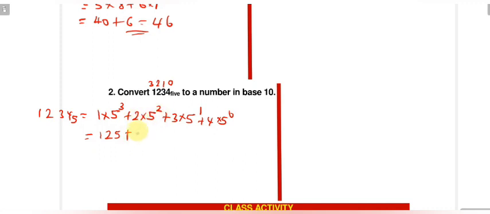25 times 2, that is 50, plus 5 raised to power 1 is 5 times 3, that's 15, plus 4 times 5 raised to power 0. 5 raised to power 0 is 1. So 1 times 4 is 4. So when we add this together, we're going to have 125 plus 50 plus 15 plus 4. So that will be equal to 194 base 10.